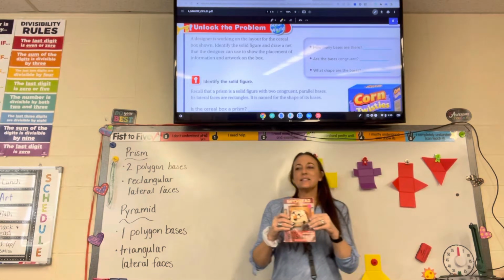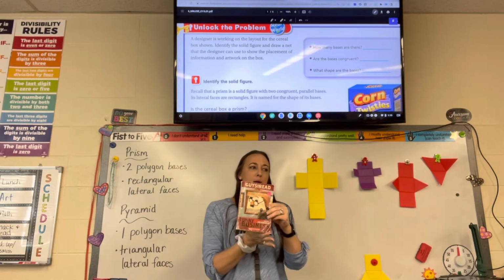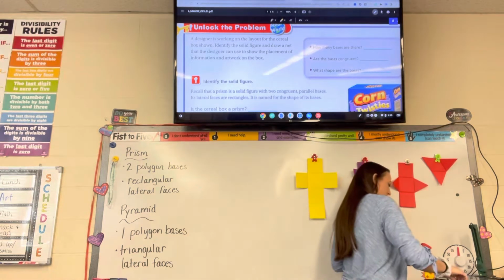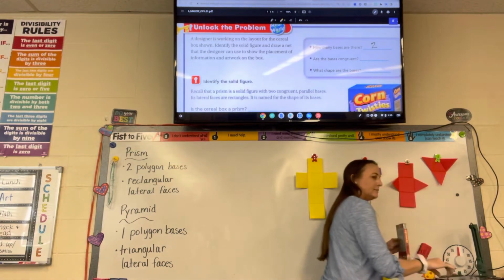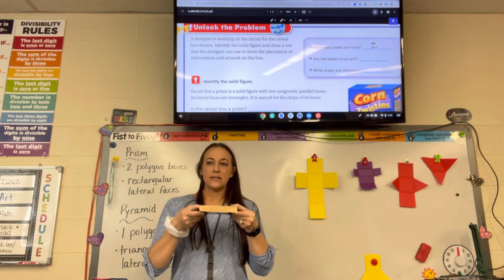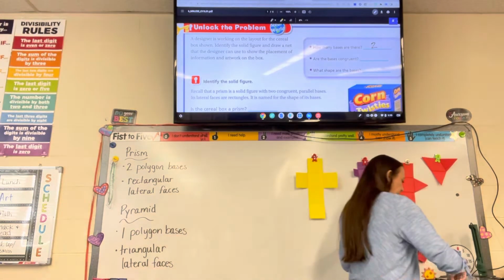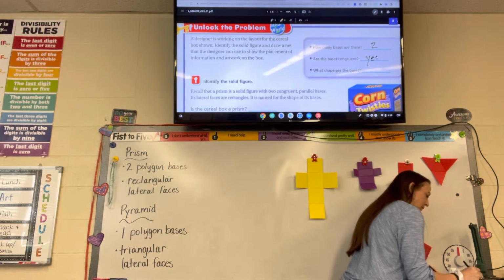How many bases are there? Two, top and bottom. Okay, so there's two bases. Are the bases congruent, the same size? Yes. Is that the same size as that? Yes. What shape are the bases? Rectangles. So write that down.